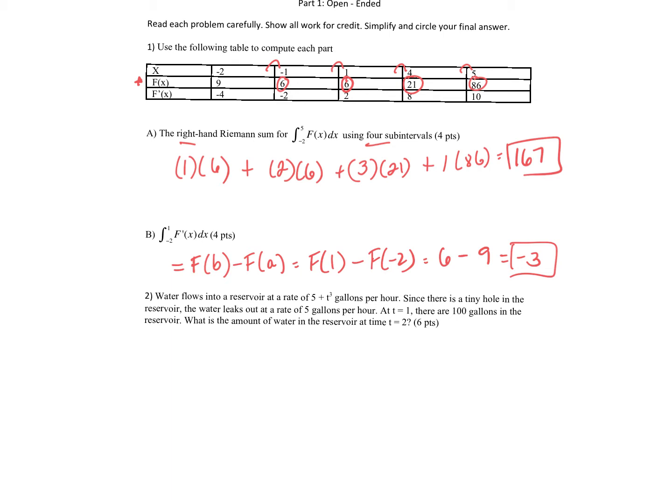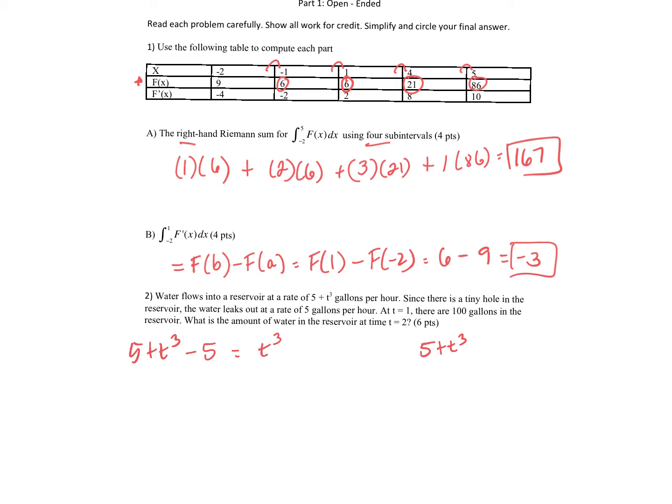So there's 2 ways to do this. You could say, well, my rate equation is 5 plus t cubed going in, minus 5 going out, which simplifies to t cubed. Or you can just work with the 5 plus t cubed and then deal with the 5 later on. Totally up to you. I tend to deal with the 5 later on, but you don't have to. So anyways, we want to know how much water is in the reservoir at time t equals 2. And we are told that at t equals 1, there's 100 gallons in there.